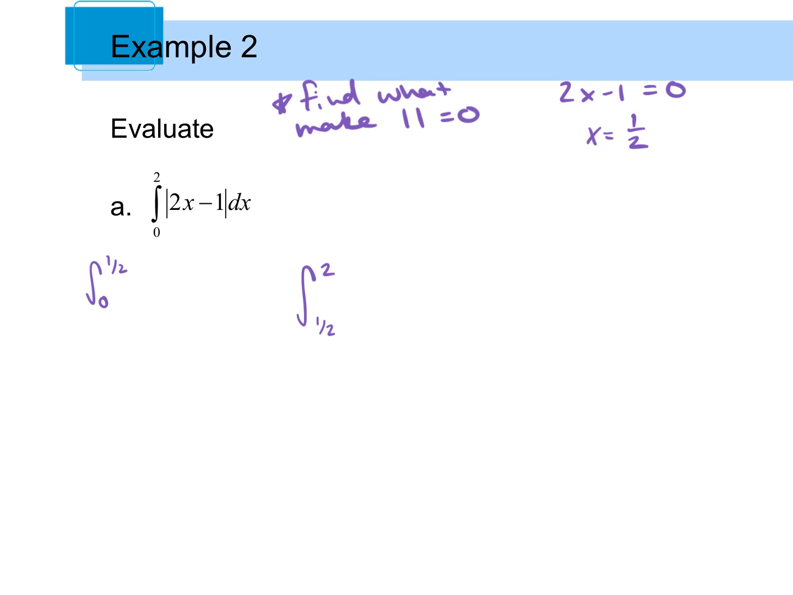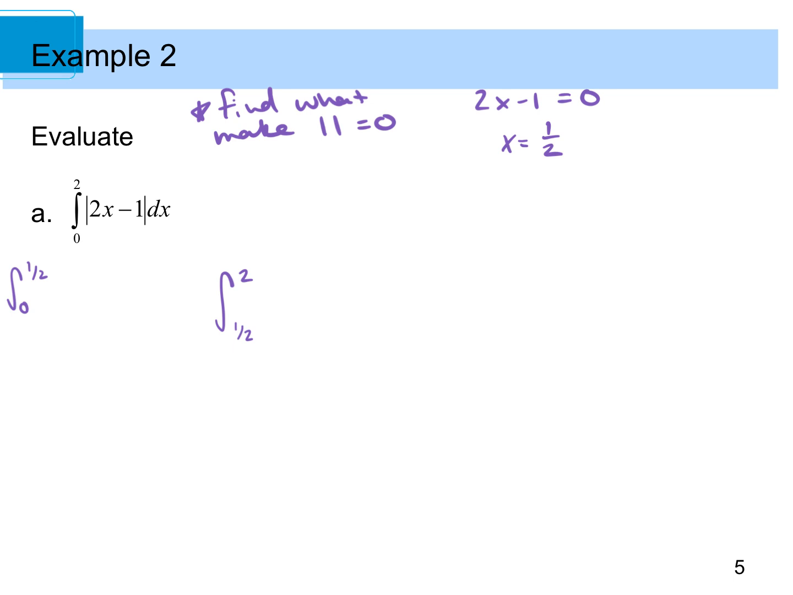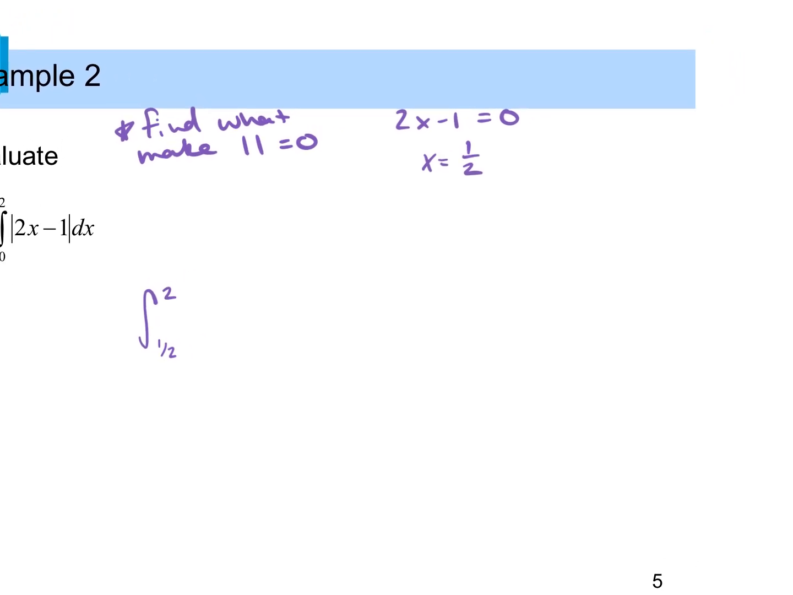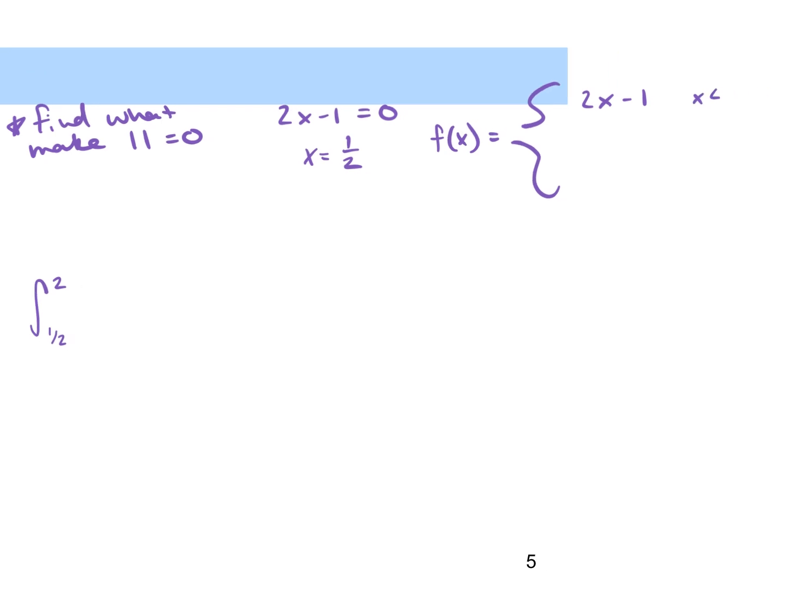And when we split up our function, we need to split it up into a negative and a positive. So I'm going to write it on the side over here. We have our function, but I'm now turning it into 2 parts. So I'm going to write it as a piecewise over here. If I have 2x minus 1, where x is less than 1/2, and 2x minus 1, where x is greater than 1/2.